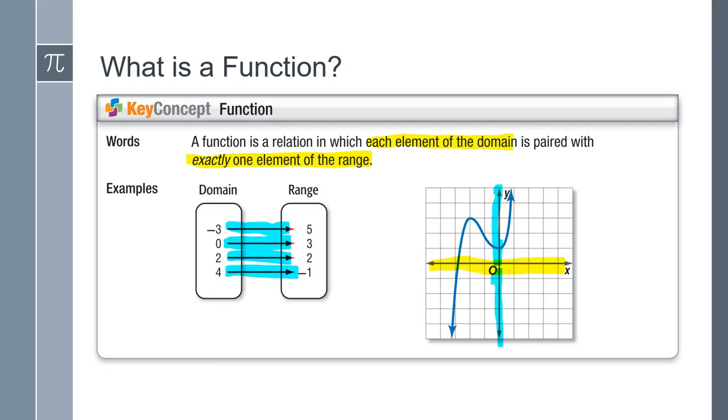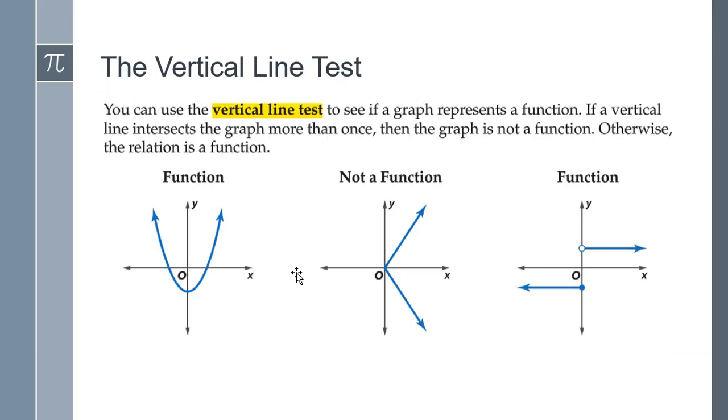So how can you ever figure out whether something is a function when you're given a graph? Well, the key thing here is called the vertical line test. You can use the vertical line test to see if a graph represents a function. If a vertical line intersects the graph more than once, then the graph is not a function. Otherwise, the relation is a function.